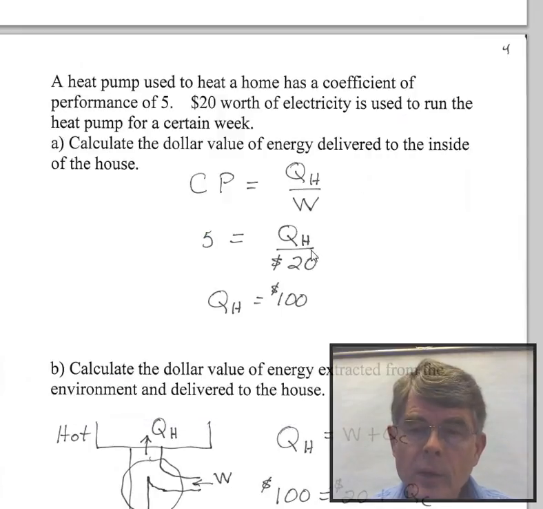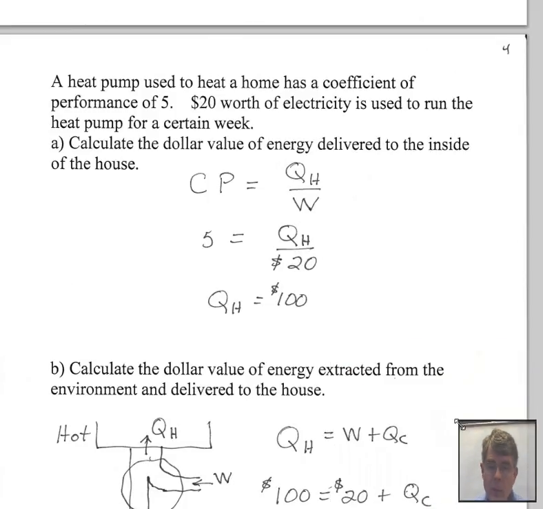This video will illustrate some basic calculations for a heat pump. So our particular heat pump here is going to have a coefficient of performance of 5, and we spend $20 on the work value of running this heat pump for, let's say, a week. So the work here is not in joules, but it's in terms of dollars, and that's fine.